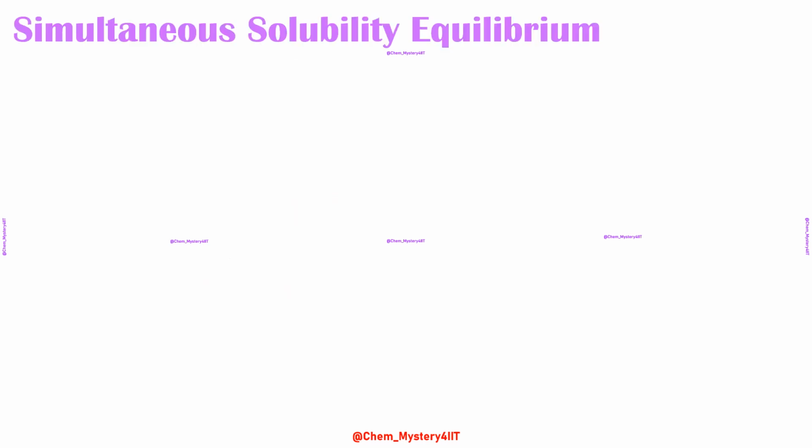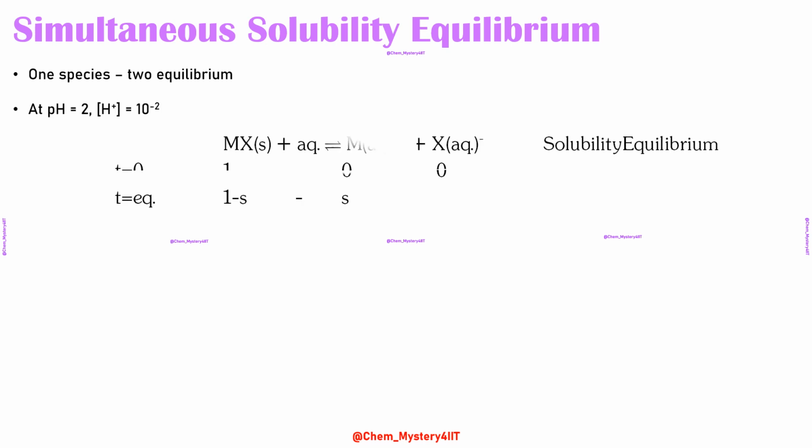Now we are putting the situation of simultaneous equilibrium, where one species, which is part of two equilibria, is going to be considered as in the simultaneous equilibrium. The species which we are talking about right now is the compound, the X minus ion. This one is the species which is part of simultaneous equilibrium. So this is the first equilibrium, which was originally present when pH was 7. So S was the concentration of M plus, S was the concentration of X minus.